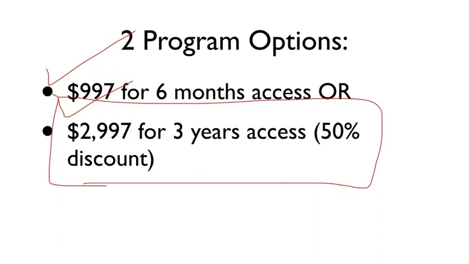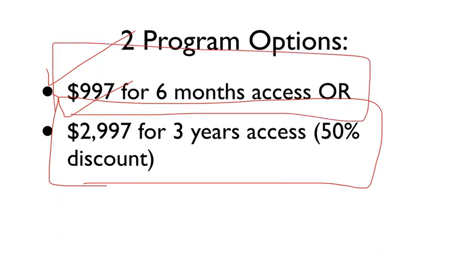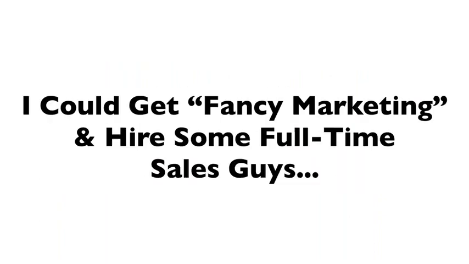If you join with us at the $997 level, you can always upgrade. We're not going to penalize anyone, and we're not going to try to make the choice harder than it has to be. All things equal, if you want to just go ahead and get on board, you can join with us for 6 months, and then you can upgrade at any time with no penalty by just paying the difference.